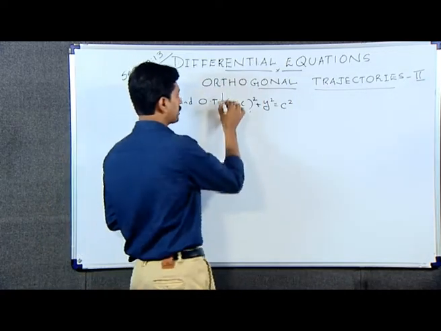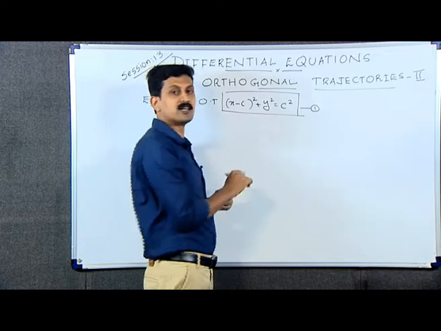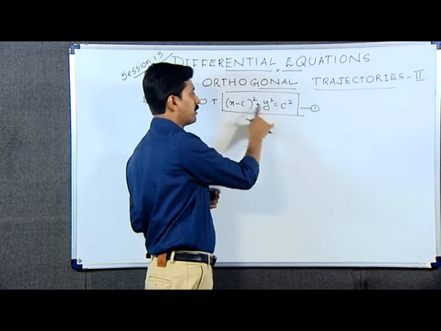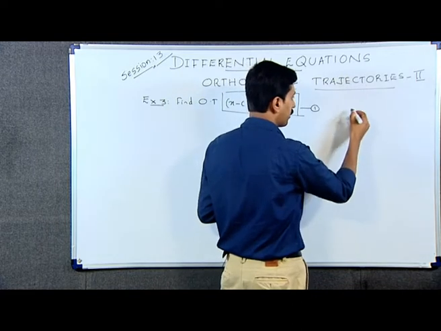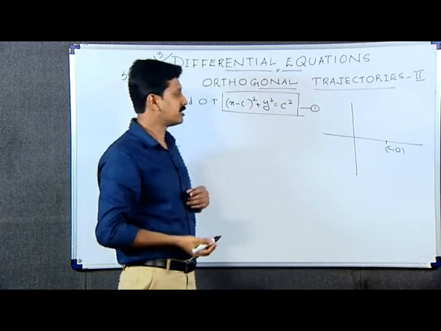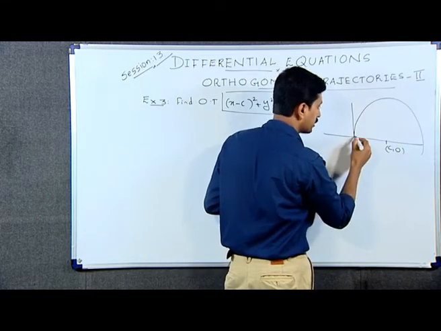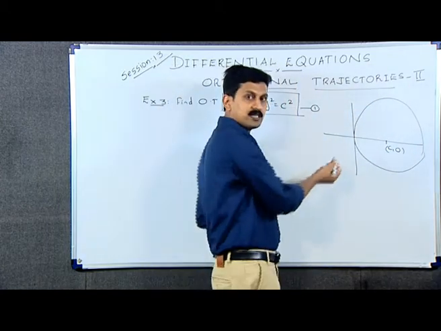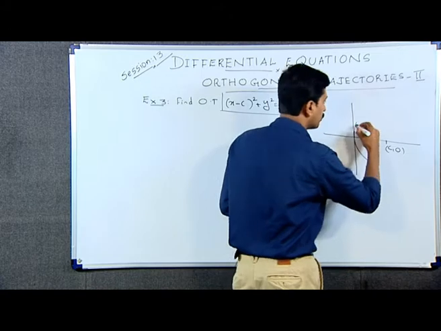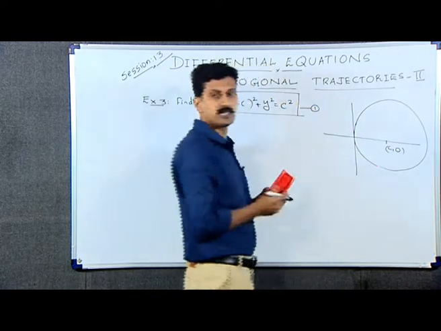What about the curve (x minus c) whole square plus y square equals c square? It is the set of all circles with center at (c, 0), with x intercept c and y intercept 0, and with radius c. That means it is the collection of all circles passing through the origin with radius c. So, we can have many circles with different radii.